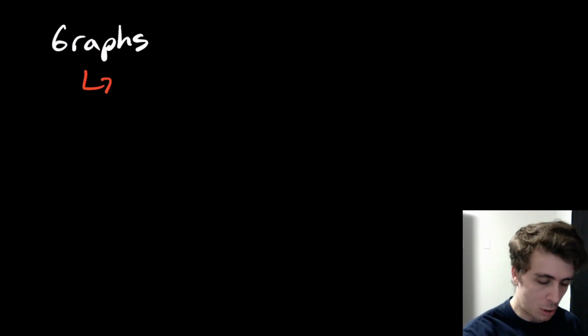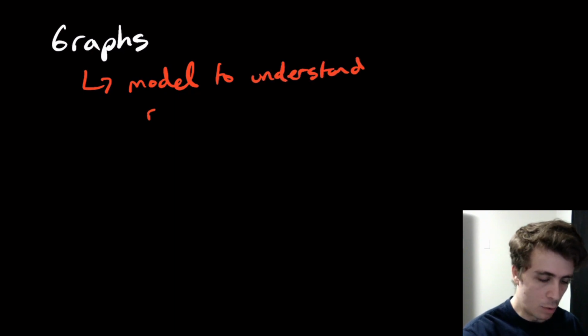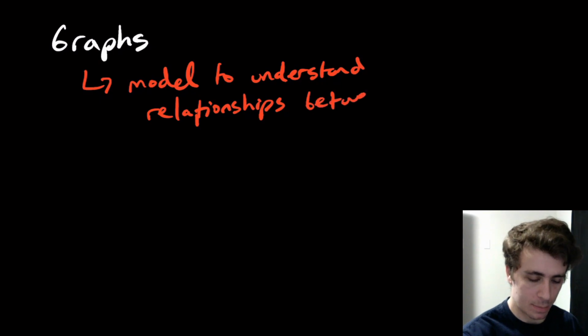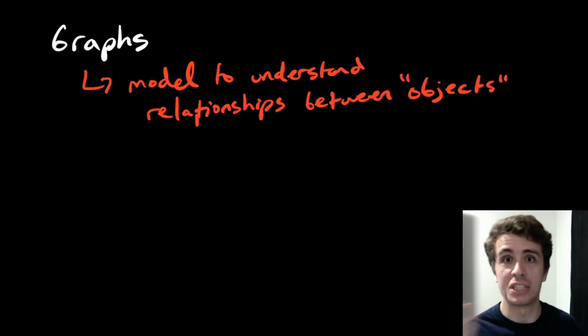So graphs are a model to understand relationships. Don't we all want that, right? To understand relationships between objects of some kind, whether they be people or literal cities. It's some kind of relationship between them.